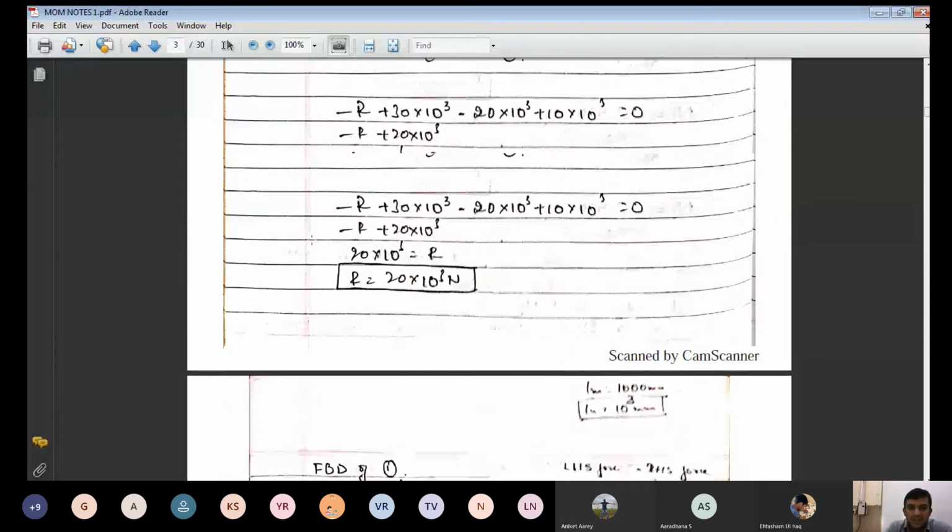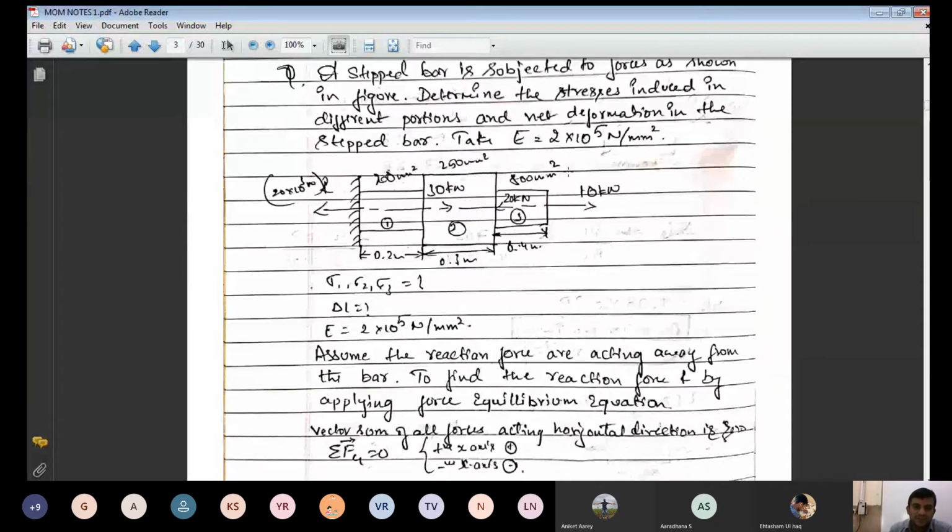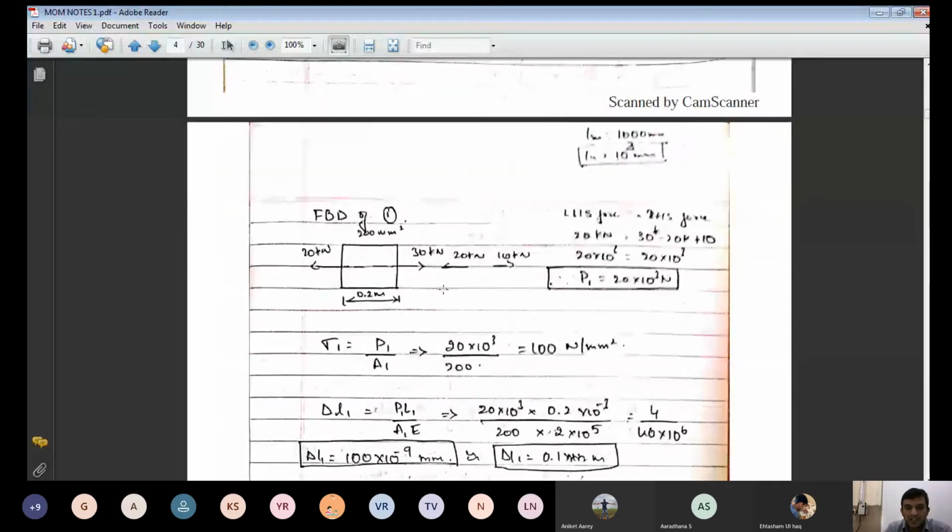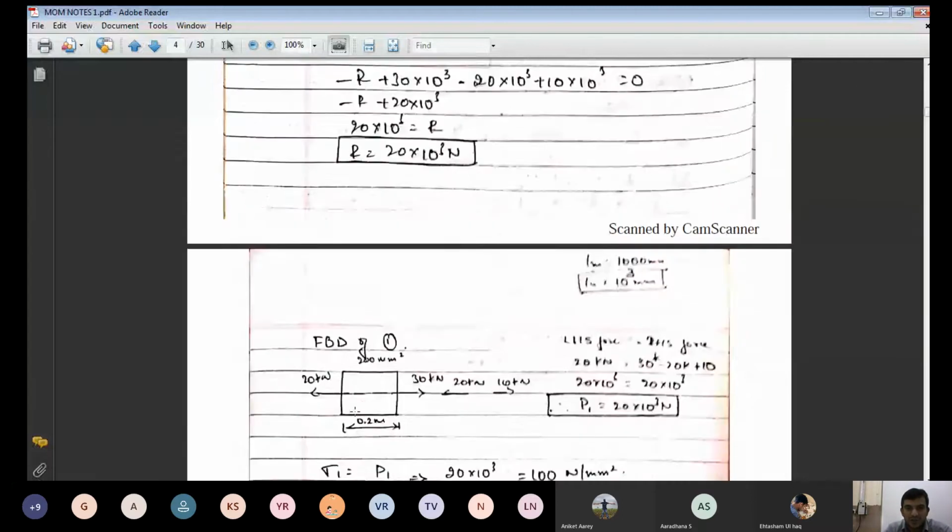Once you calculate the reactions at the support, it is similar to the previous problem. Then try to solve that. Write the free body diagram for each portion. Then calculate the stresses induced and the deformation induced in each portion. Yes, try to solve this problem.